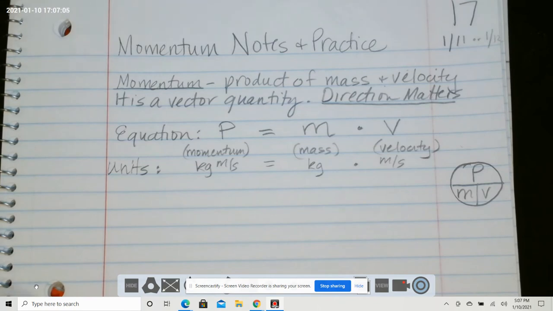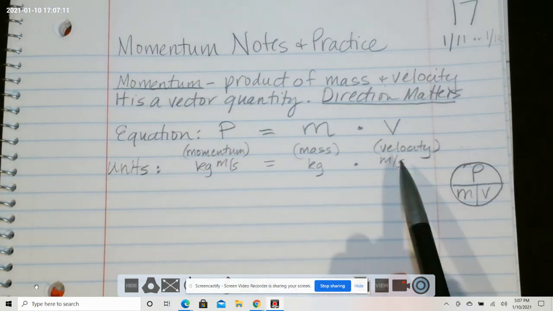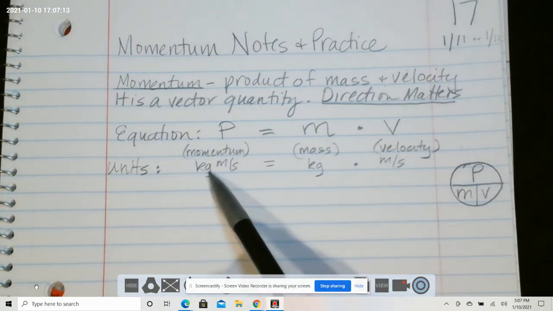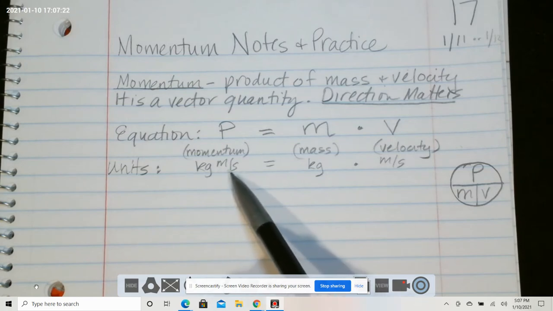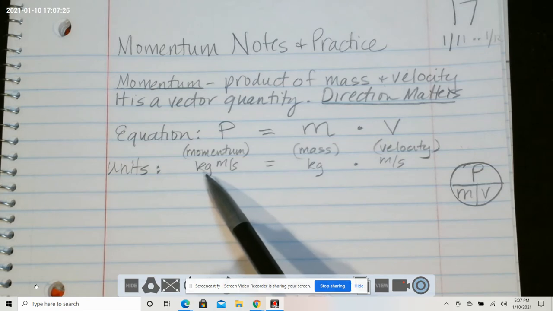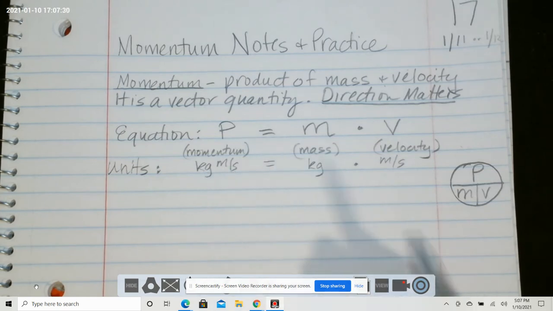Now, we just did one where we did mass times acceleration. That was force. Mass times acceleration was a kilogram meters per second squared, and we called it a Newton instead. But momentum is a kilograms meters per second, and we do not call it or change it to anything different. So every time you write out momentum, you're going to find that you're going to have a unit of a kilogram meters per second. Okay, so let's talk a little bit about proportionality.